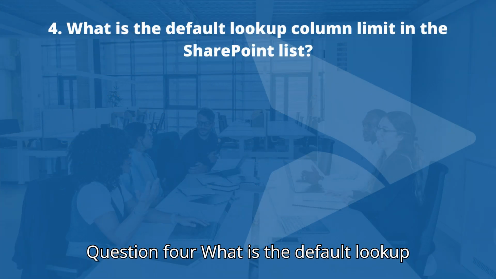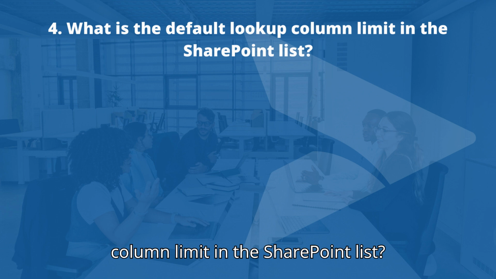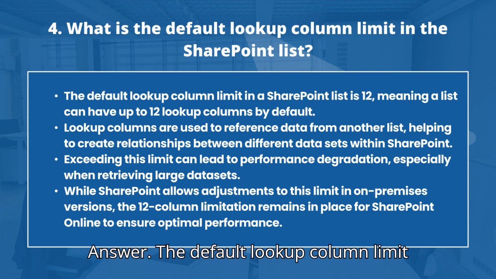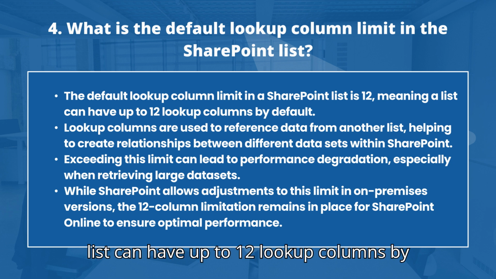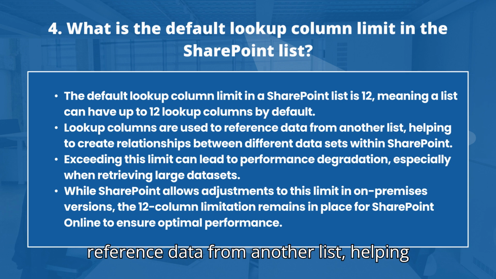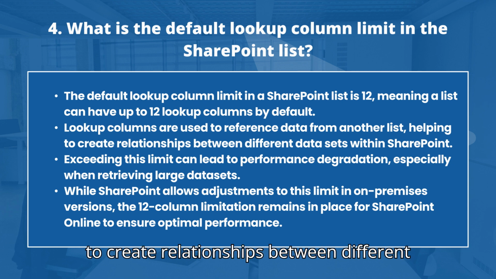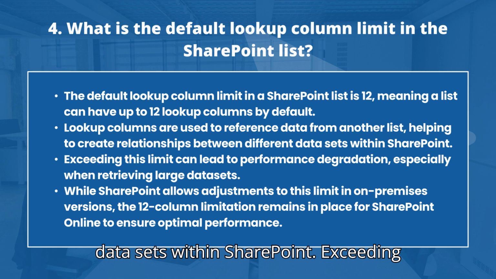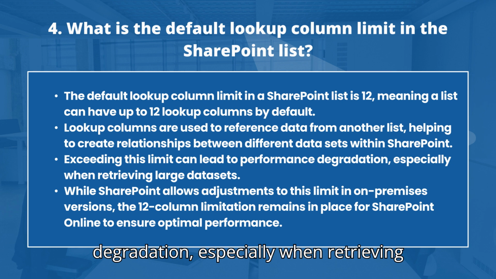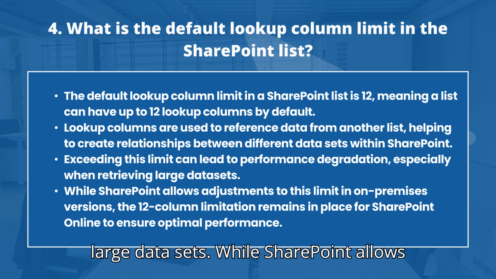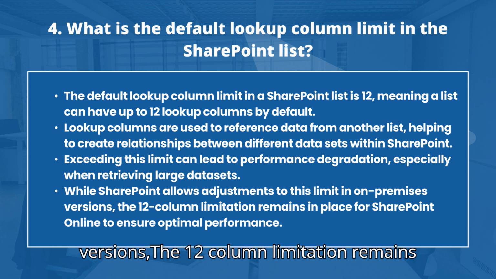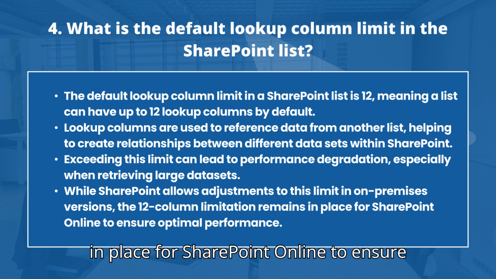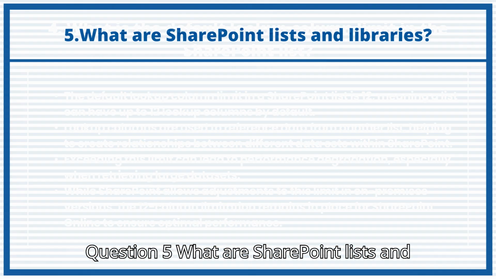Question 4. What is the default lookup column limit in the SharePoint list? Answer. The default lookup column limit in a SharePoint list is 12, meaning a list can have up to 12 lookup columns by default. Lookup columns are used to reference data from another list, helping to create relationships between different data sets within SharePoint. Exceeding this limit can lead to performance degradation, especially when retrieving large data sets. While SharePoint allows adjustments to this limit in on-premises versions, the 12-column limitation remains in place for SharePoint Online to ensure optimal performance.